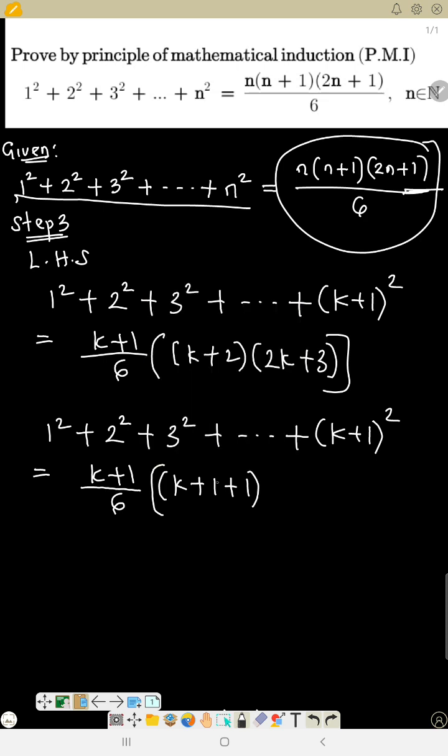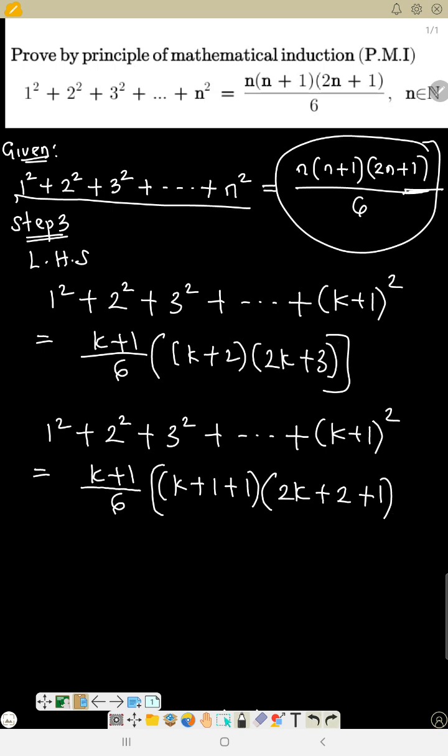So now k plus 2 is k plus 1 plus 1, while 2k plus 3 will be 2k plus 1 plus 2, as in 2k plus 3. Let me do it this way: 2k plus 3 is the same thing as 2k plus 2 plus 1. Remember, 2 plus 1 is 3.